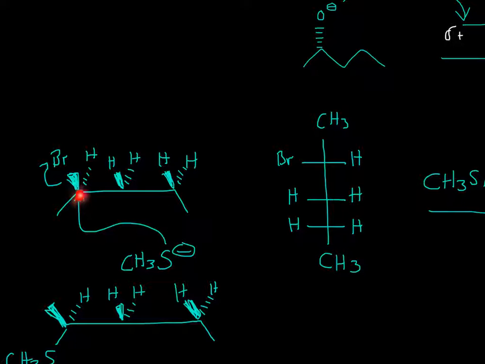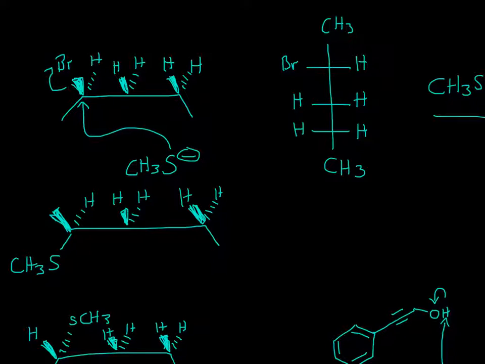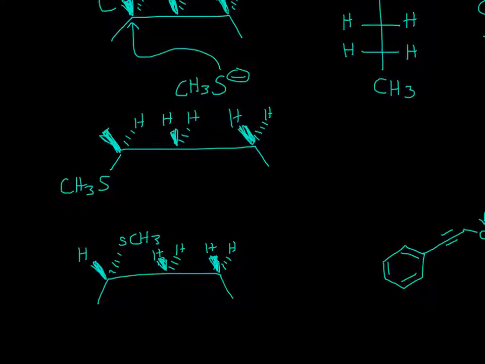It will attack right here, right? And so the bromine will go off. It'll leave. And this isn't supposed to be a half arrow. It's actually supposed to be a full arrow. It just looks like that. So moving on. Once it attacks, we have the methyl group, right?